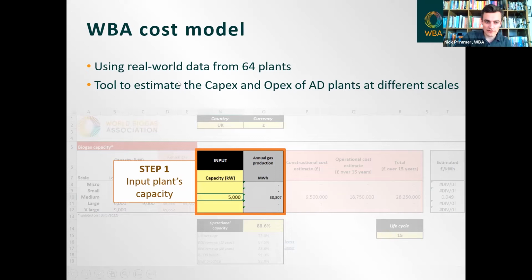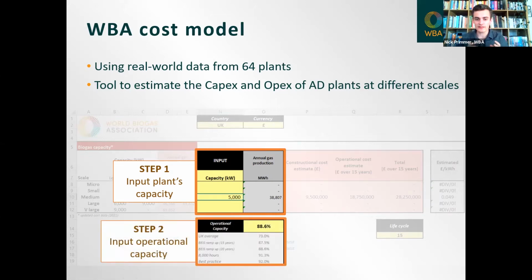You can also see on the left, I've classified them into 5 different sizes: micro, small, medium, large, and very large. So using this as an example, if you have a 5,000 kilowatt plant, that falls under the medium classification. In this row, you can put it in the medium as 5,000 kilowatts, producing around 36,000 megawatt hours of biogas per year.